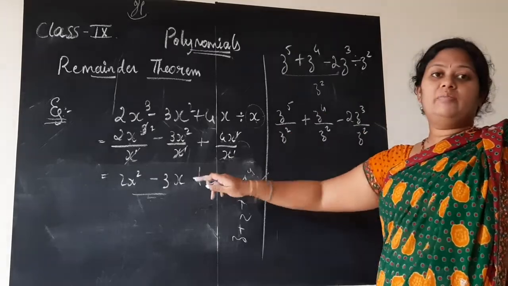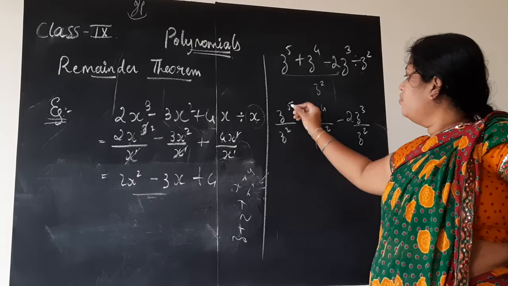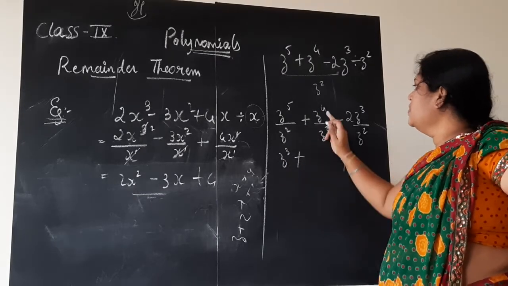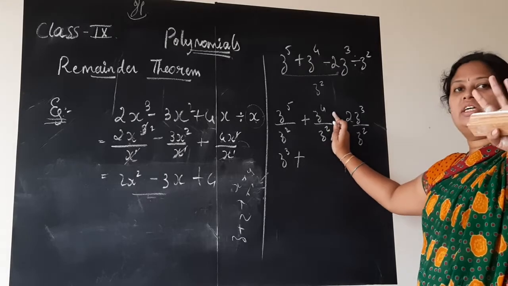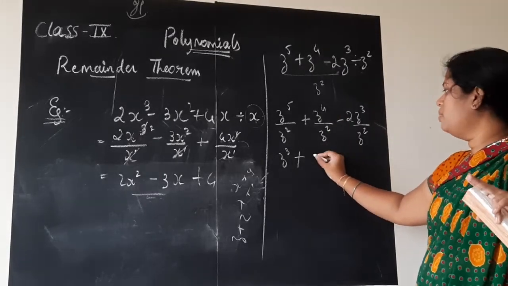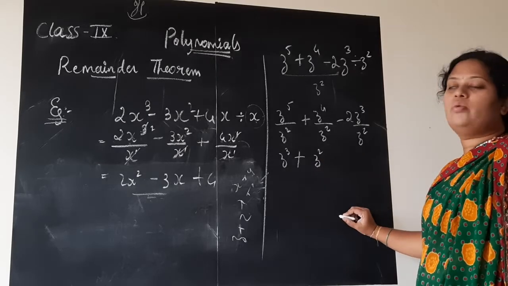So I am using the third method now. 5 minus 2 is 3, so z cube directly. Z power 4: in the numerator I have 4 z's, in the denominator z square, 2 z's. 2 cancel, and I am left with 2 more, so z square.